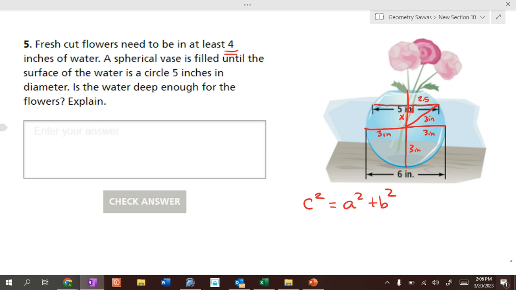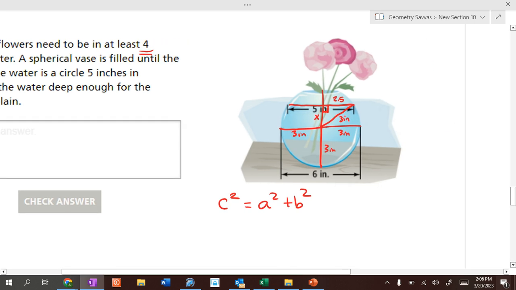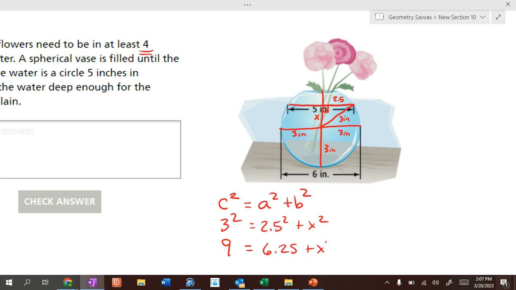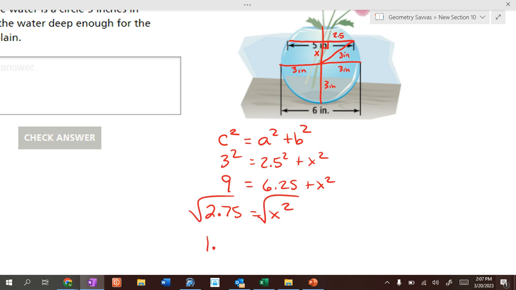Let's see, this triangle right here, what's C going to be? 3. 3 squared equals 2.5 squared plus x squared. 3 squared is 9. 2.5 squared is like 6.25. X squared is x squared. If we subtract 6.25 from each side we get 2.75 equals x squared. If we take the square root of 2.75, we get 1 point what?